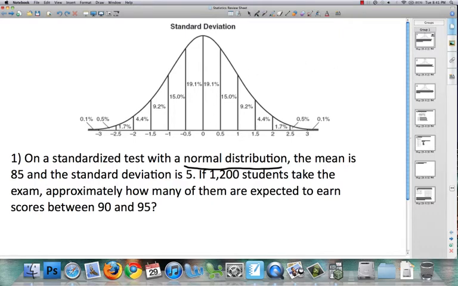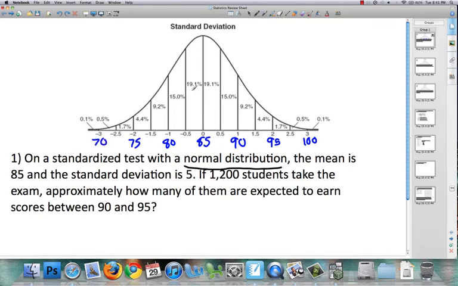So our mean score is an 85. I'm going to put an 85 here. It has a standard deviation of 5. So one standard deviation above, that means the students would score a 90. Two standard deviations, they'd score a 95. Three, they would score a 100. And one standard deviation below is 80. Two would be 75. And three would be 70.